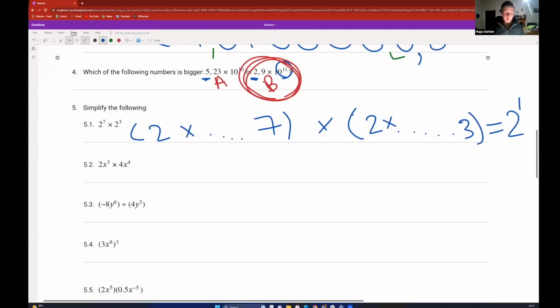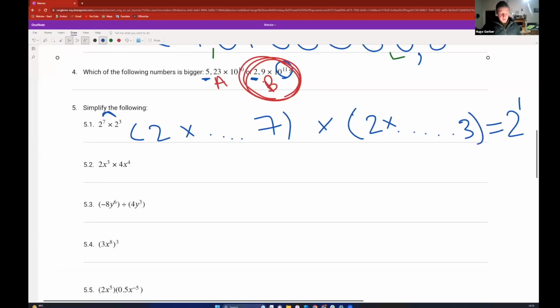Because we multiply and the base numbers are the same, we can add the orders. So the answer is going to be 10 to the power of, oh my goodie, lost you again. Okay, anyway, the answer is going to be 10. Yes, 2 to the power of 10.